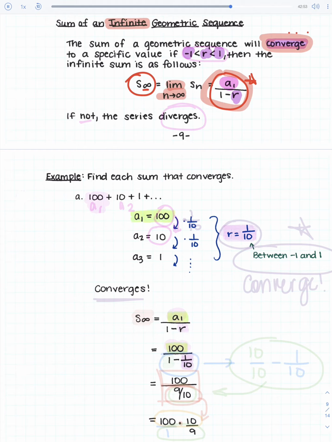Now, what if your R doesn't look like this? What if your R is not between -1 and 1? Well, if it's not, then we're not even going to worry about it. We're going to say our series is going to diverge.